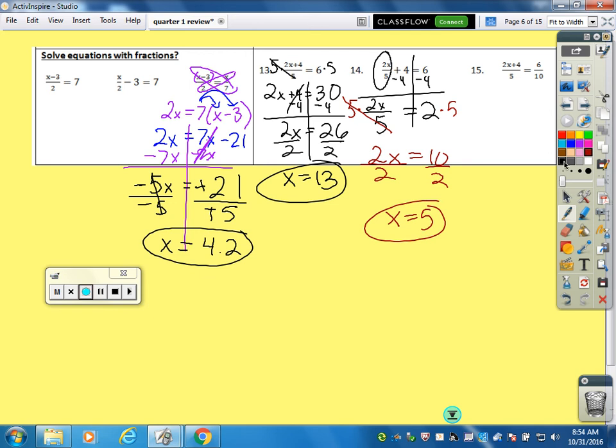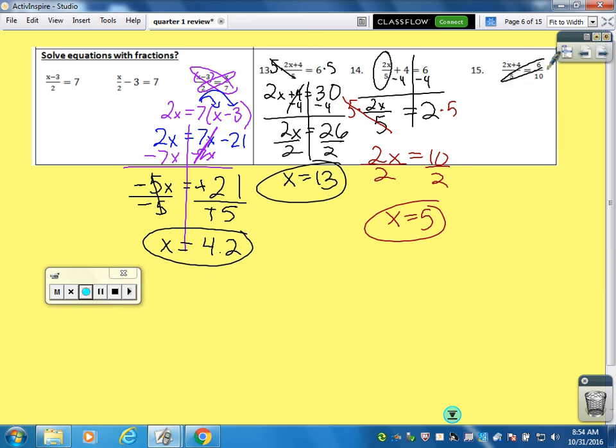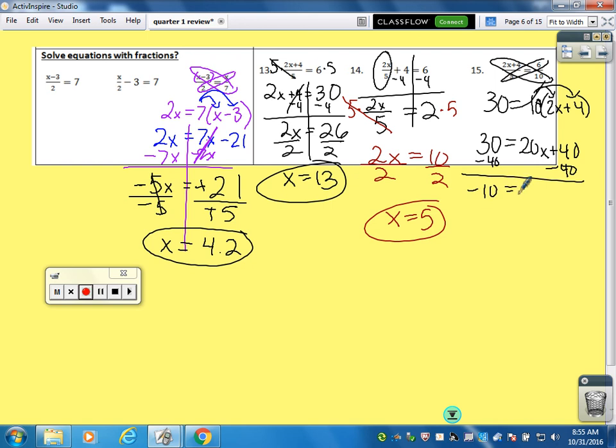Alright, last one, this is a cross multiply one. So we need to multiply across, I get 30, and then I need to multiply across again, and I get 10, parentheses, 2x plus 4. So that's a 10 right there. So I'm going to go ahead and distribute, and I've got 30 is equal to 20x plus 40. So I multiply by 10, multiply by 10. Now I can subtract my 40 to the other side, and I got negative 10 is equal to 20x. Again, we're seeing a decimal answer here, but that's all right. This one's an easy one. Negative 0.5 equals x.